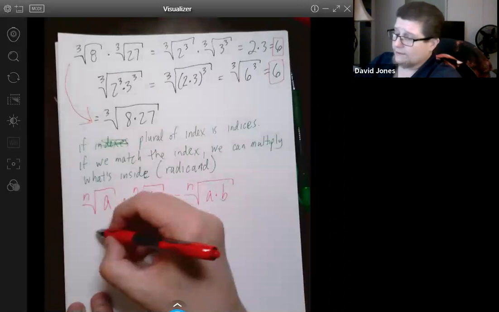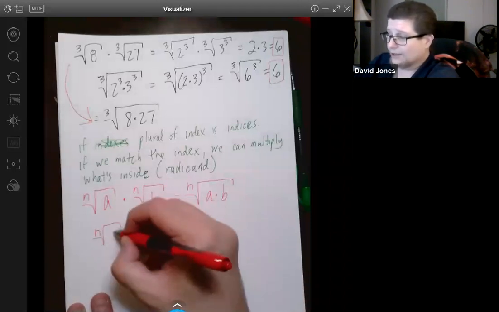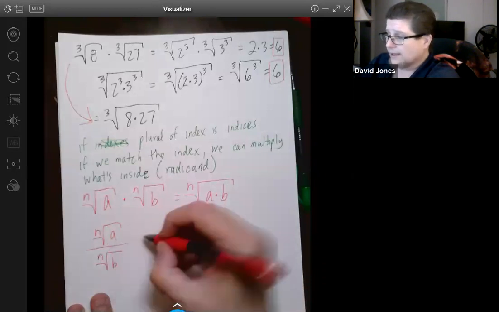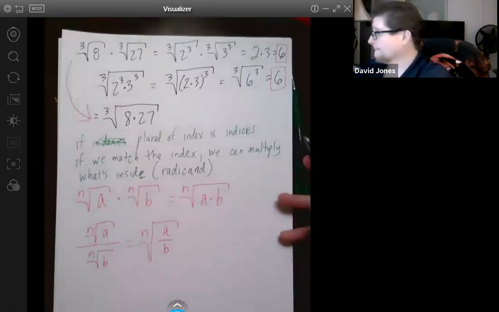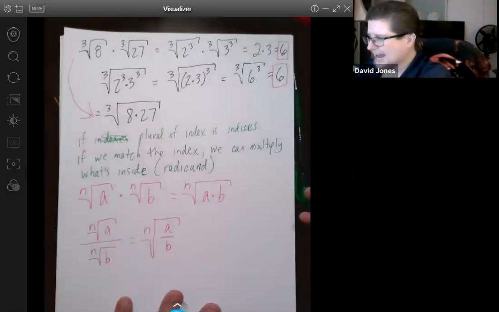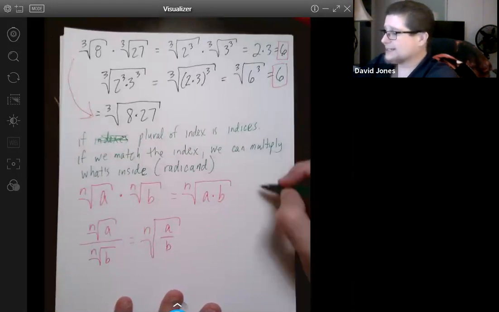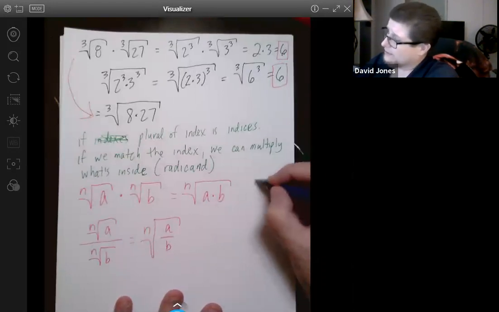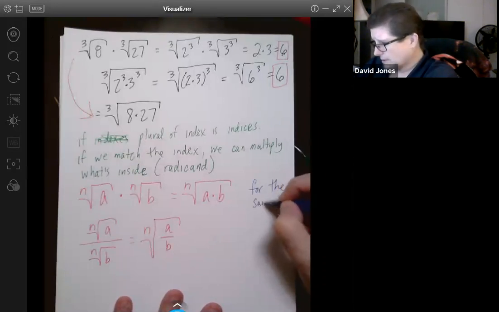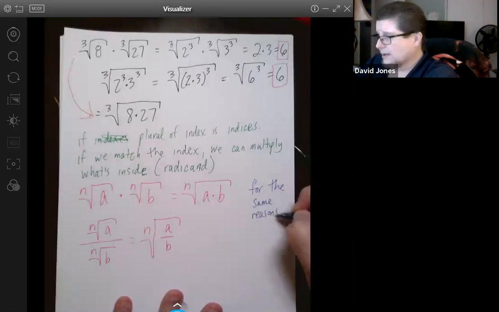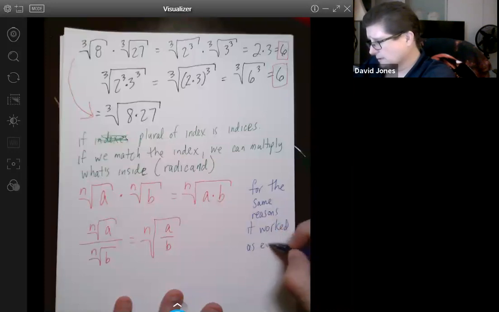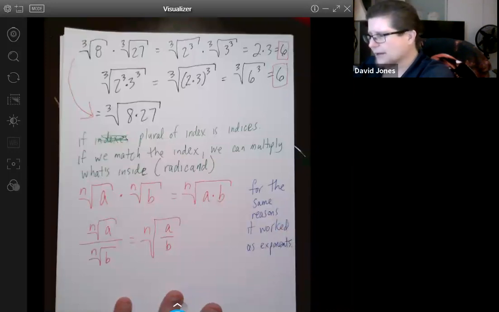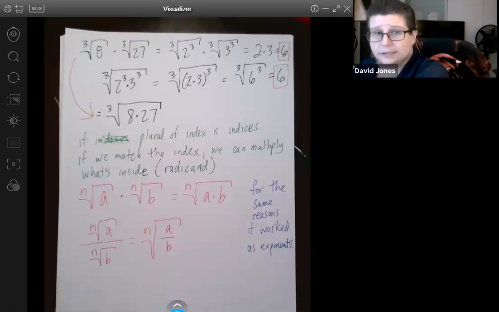This also holds for division. The nth root of a over the nth root of b equals the nth root of a over b. And for the same reasons, it worked as exponents. We can rewrite the radicals as exponents, and these properties of exponents happen. These were true.